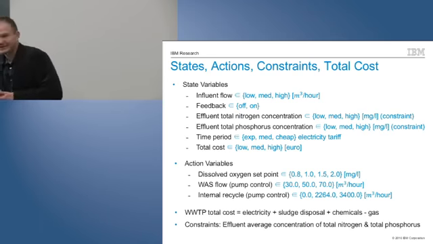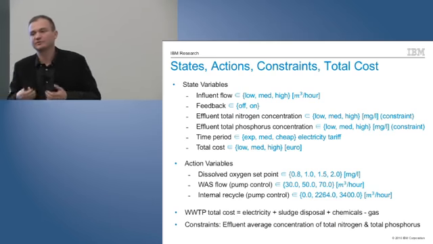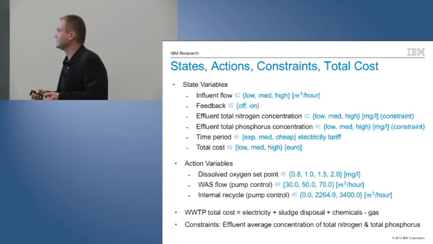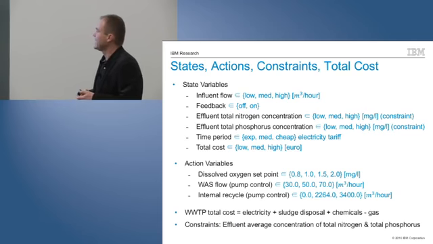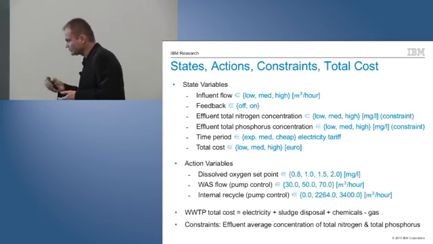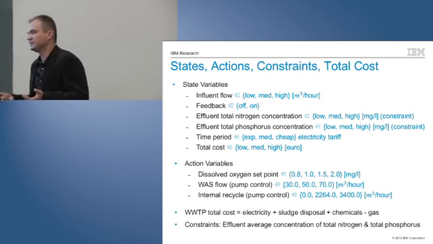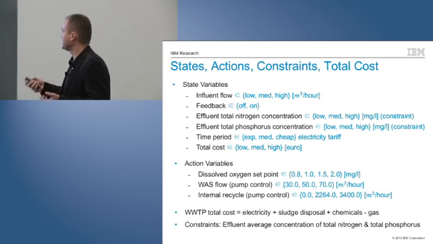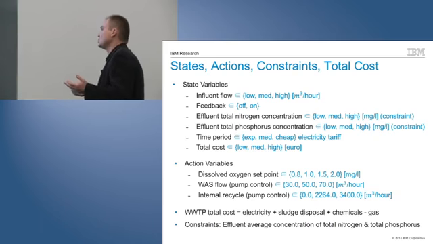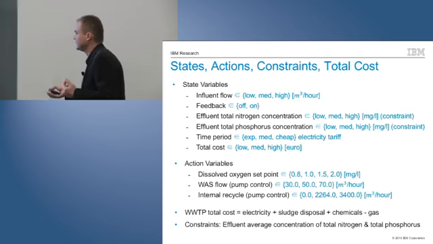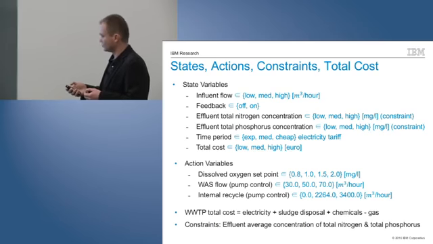Action variables choice is straightforward. We got 3 controllers to work with, and we define a variable per each of these controllers. There are 2 pump controllers and a dissolved oxygen set point controller. Total cost consists of electricity consumption cost, sludge disposal cost, chemical reagents cost, and the negative cost of electricity produced using methane gas. There are 2 constraints, effluent total nitrogen and effluent total phosphorus.